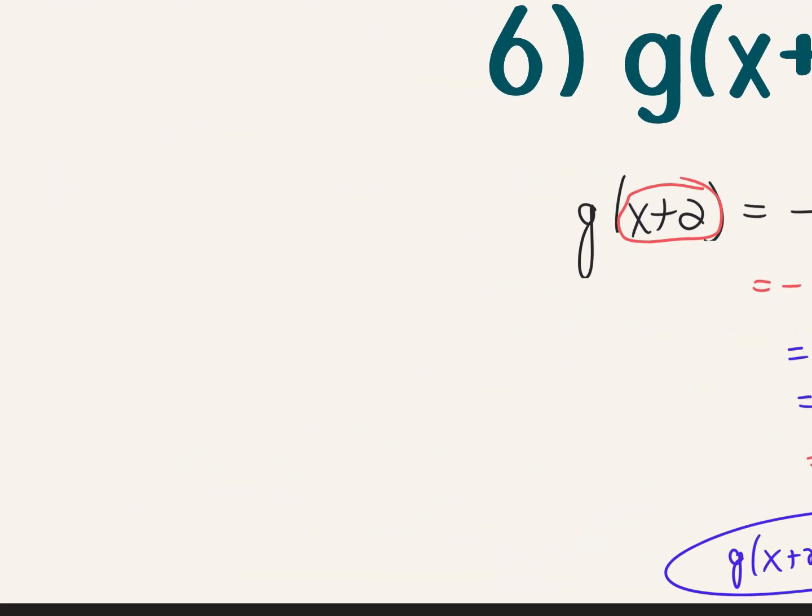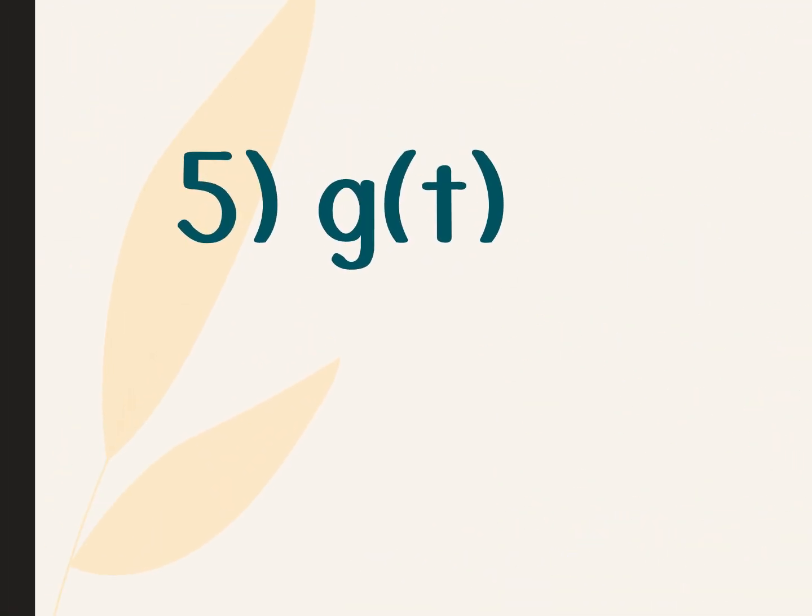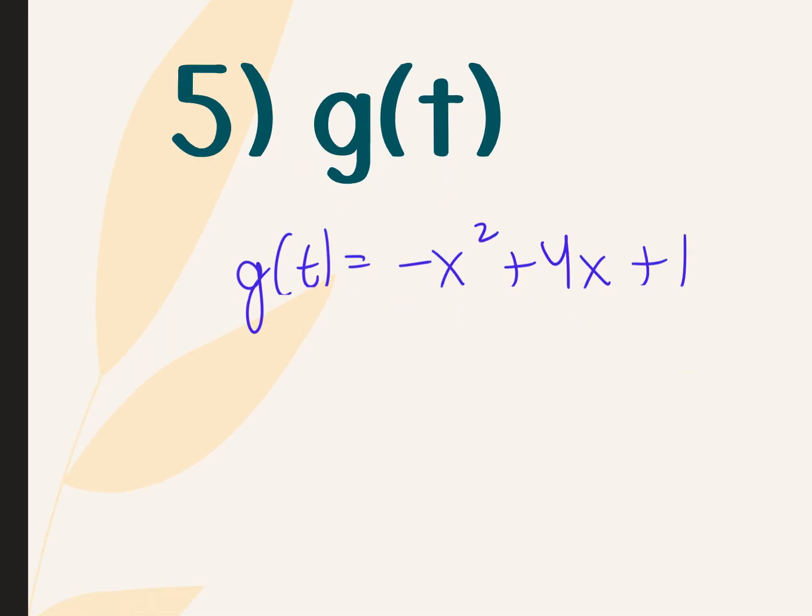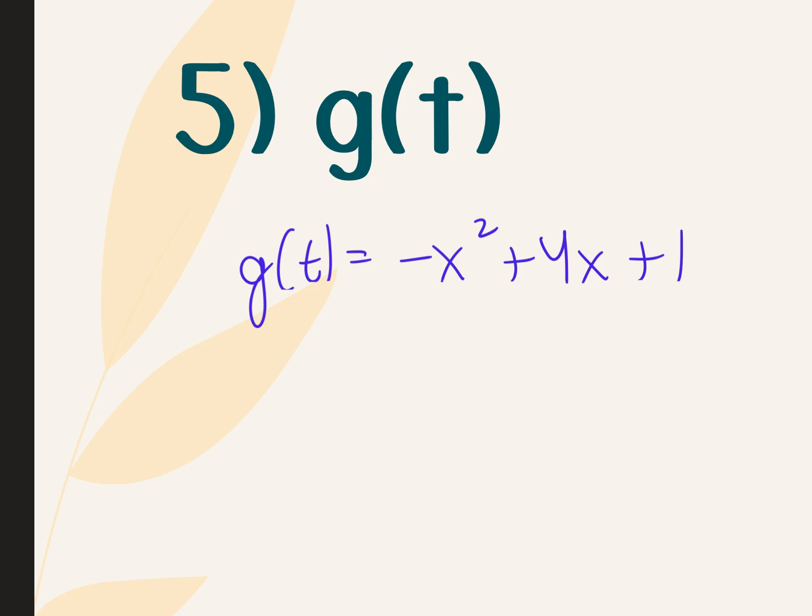All right, what would we do with 3? Instead of x, what do we plug in? T, right? So you have g of t. I hate using t's. What was it? Negative x squared plus 4x plus 1? Okay, so everywhere I see an x, what am I plugging in? There you go. So it's just negative t squared plus 4 times t plus 1. That's it. You're literally just replacing the letters.